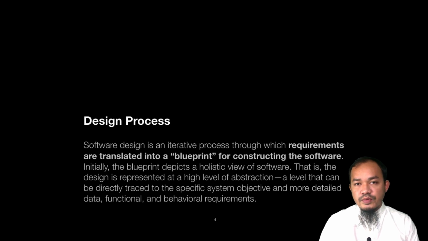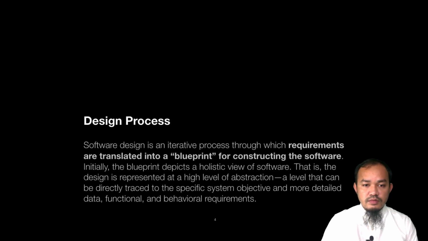The software design process, as we discussed, is an iterative process in which requirements are translated into a blueprint for constructing software. It means we translate the user's requirements and system requirements into a blueprint that we use for constructing or creating the software. The blueprint represents a high level of abstraction, something at an abstract level. One blueprint can be built for many objects.